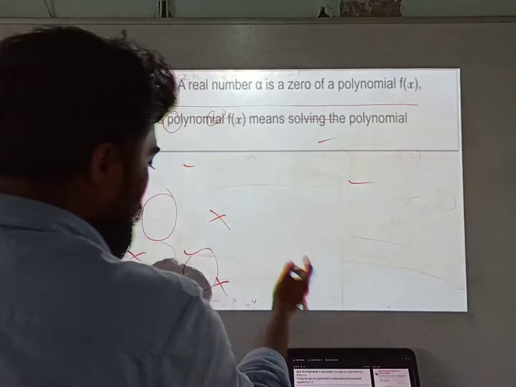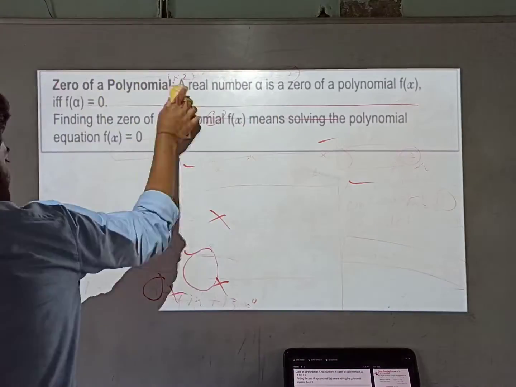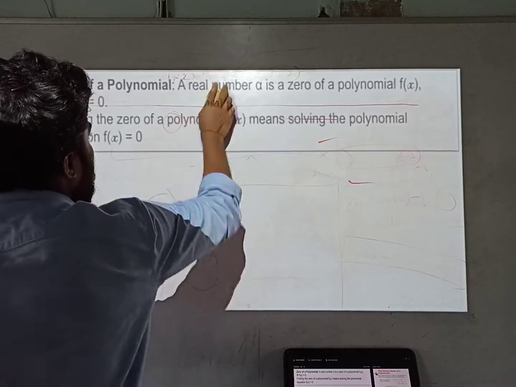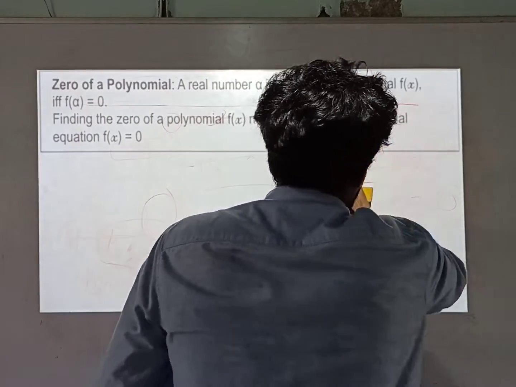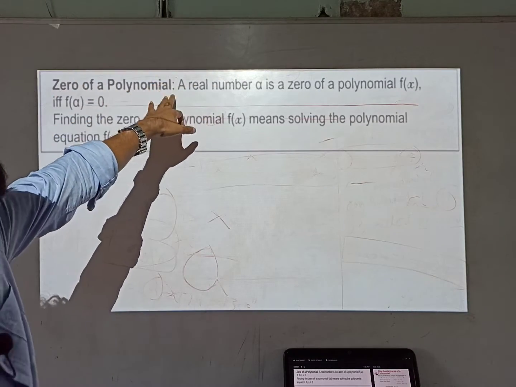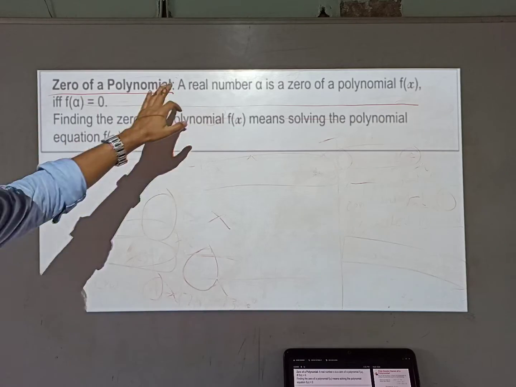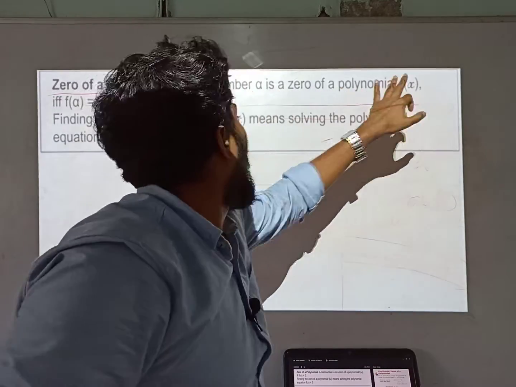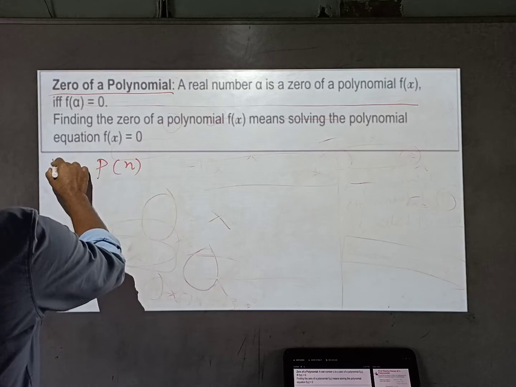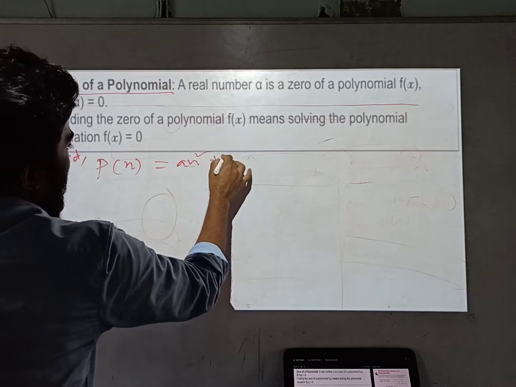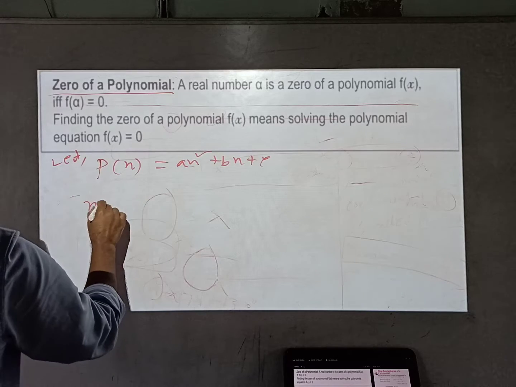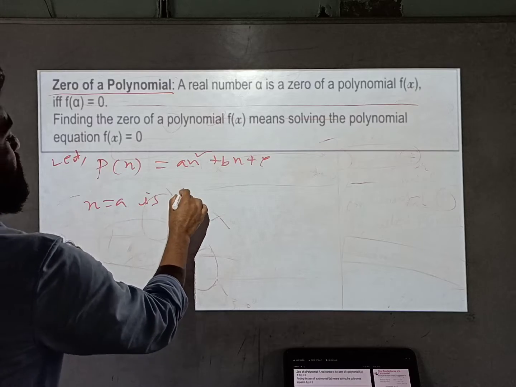Okay, next. What is 0? Now we'll discuss about 0 of a polynomial. This is very important part. What is 0 of polynomial? Let us discuss, okay? Now see, you read 0 of a polynomial. A real number a is a 0 of a polynomial f(x) if f(a) equals 0. For an example, let p(x) be a polynomial, ax square plus bx plus c. If I say x equals a, if I say x equals a is the 0.